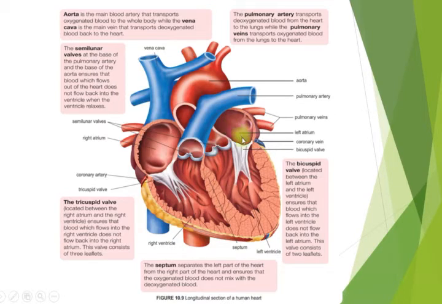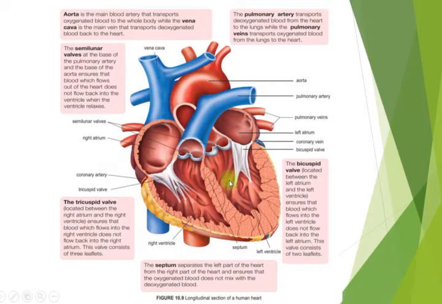So the left atrium and the left ventricle will receive the oxygenated blood from the lungs. Here, the right atrium will receive the deoxygenated blood from the whole body. Alright, so that is the chambers of the heart.